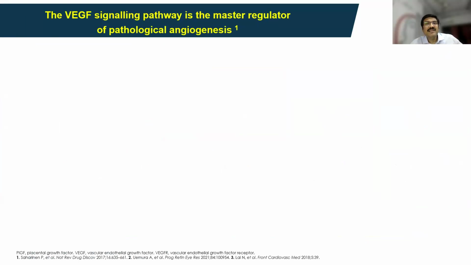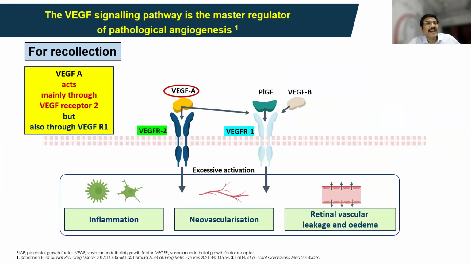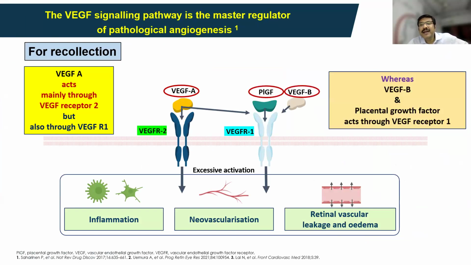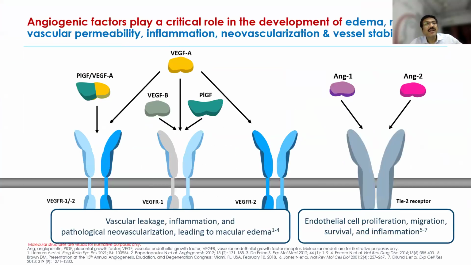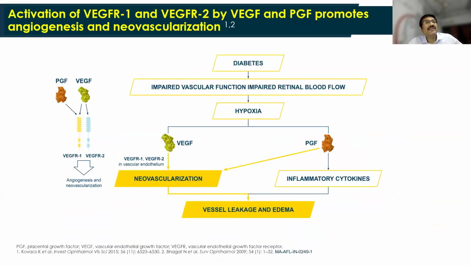VEGF signaling pathway is the master regulator of pathological angiogenesis. For recollection, VEGF-A acts mainly through VEGF receptor 2, but also through VEGF receptor 1, whereas VEGF-B and placental growth factor act through VEGF receptor 1 only. Angiogenic factors play a critical role in the development of edema, retinal vascular permeability, inflammation, neovascularization, and vessel stabilization. Activation of VEGF receptor 1 and VEGF receptor 2 by VEGF and placental growth factor promotes angiogenesis and neovascularization.